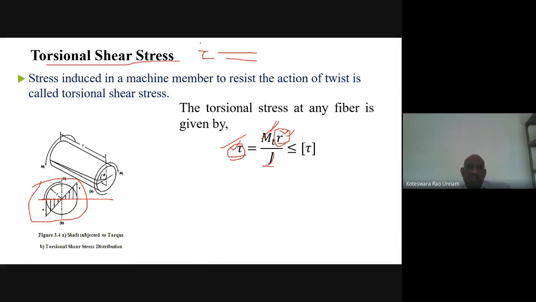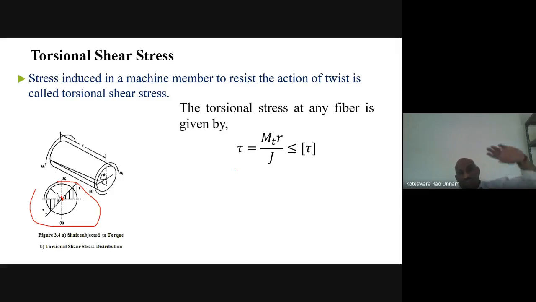Now if this r value changes, I need to measure that r from the centroidal axis of the cross section. If I go away from the centroidal axis, the r value will increase. At the centroidal axis, r is going to be 0. So r equal to 0 means the torsional shear stress is 0. That's why, if you look at this diagram here, at the center it is 0. At the centroid, the torsional shear stress is 0, like your bending stress.